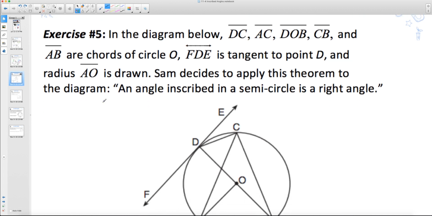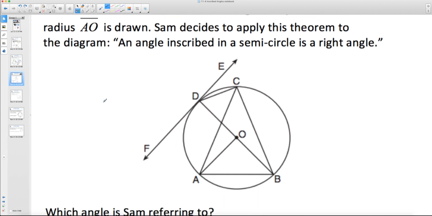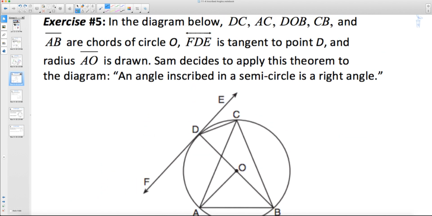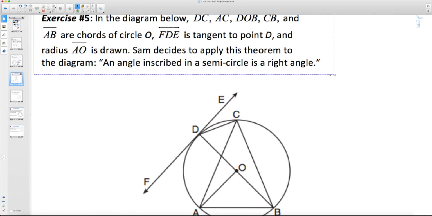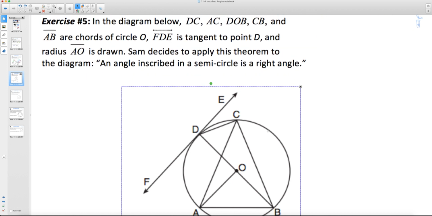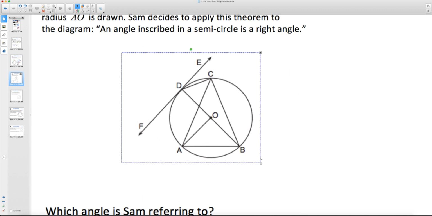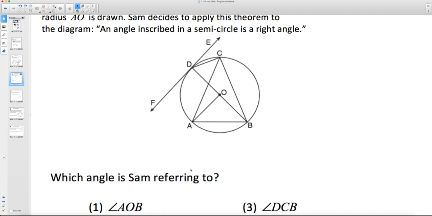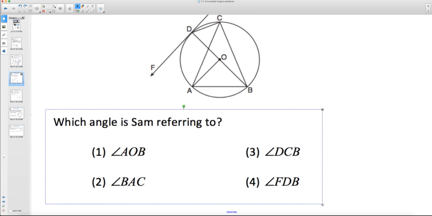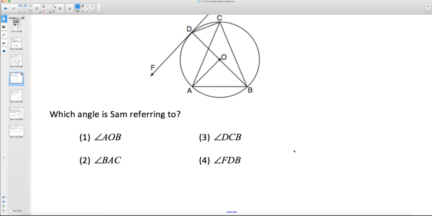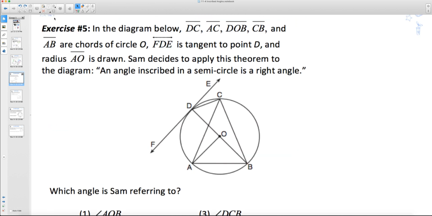Okay, moving on, a couple more practice ones. This one's pretty straightforward. This was a Regents question. It's just really knowing vocabulary. So it says that we have this guy Sam, and he states an angle inscribed in a semicircle is a right angle.